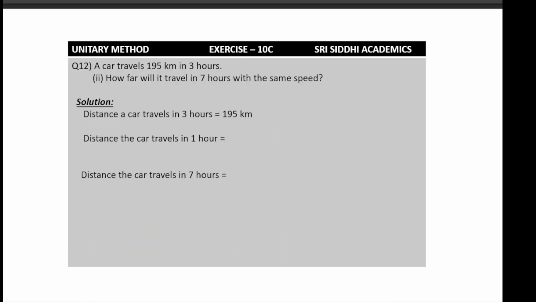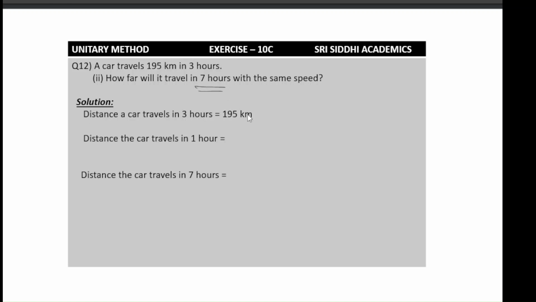So let's read out the bit 2 question for the same question number 12. A car travels 195 kilometers in 3 hours. The same given statement. Bit 2 question says how far will it travel in 7 hours with the same speed. Okay, so speed is not changing, it stays the same throughout. So how much distance the car will travel in 7 hours? Very easy, we have done this before.